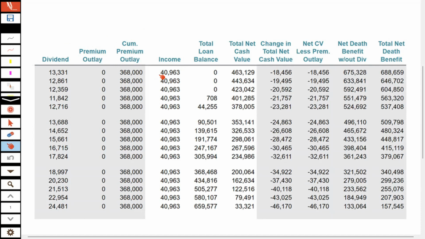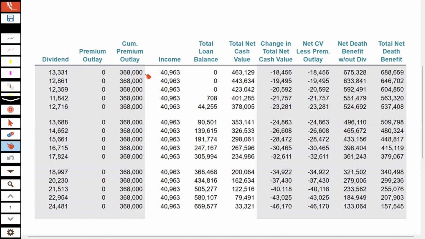Even though you're taking income from the policy, you are still earning dividends. Okay, so that's what you see here. The premium outlay column, you can see are zeros. So this is illustrating that no premium is going into the policy in these years.